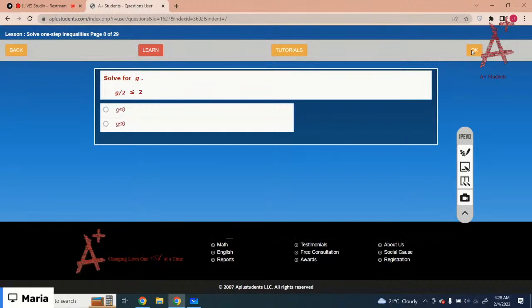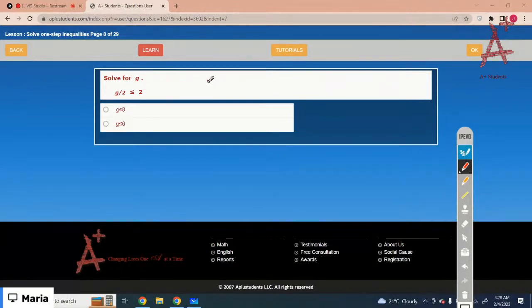The next one is g over 2 is less than or equal to 2. So you have to isolate the variable g, and g is being divided by 2. Opposite to division is multiplication. Got it? So just multiply both sides, they cancel out and you're left with g is less than or equal to 2 times 2, which is 4.